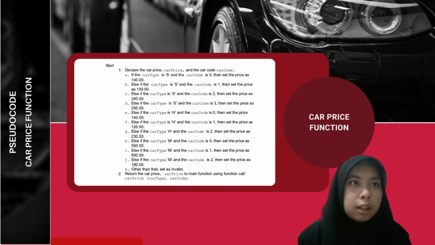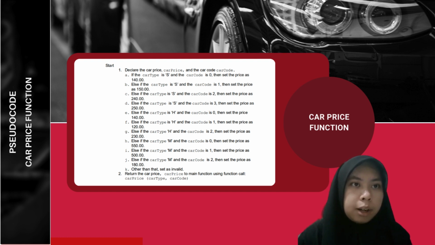For the car type H, if the car code is 0, the price will be set as 140. While if the car code is 1, the price will be 120. If the car code is 2, the price will be 230. For the car type M, if the car code is 0, the price will be set as 550. If the code is 1, the price will be 500. And lastly, if the code is 2, the price will be set as 180. Other than that, it will be set as invalid.